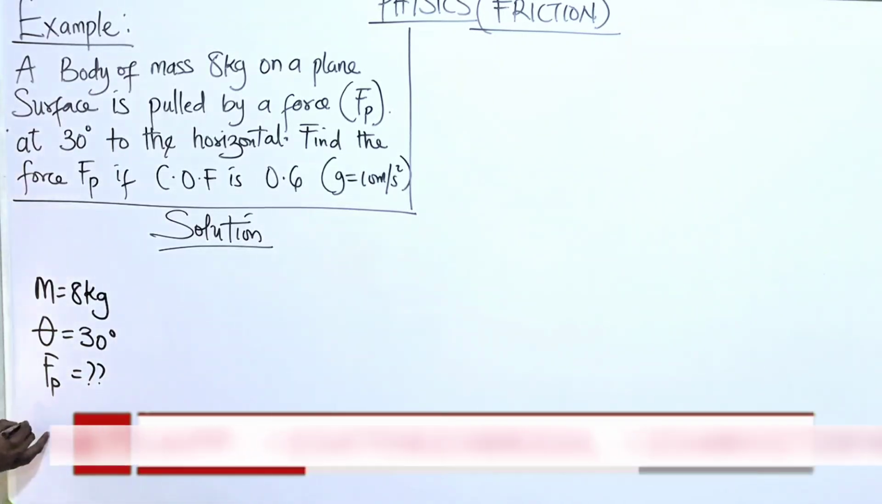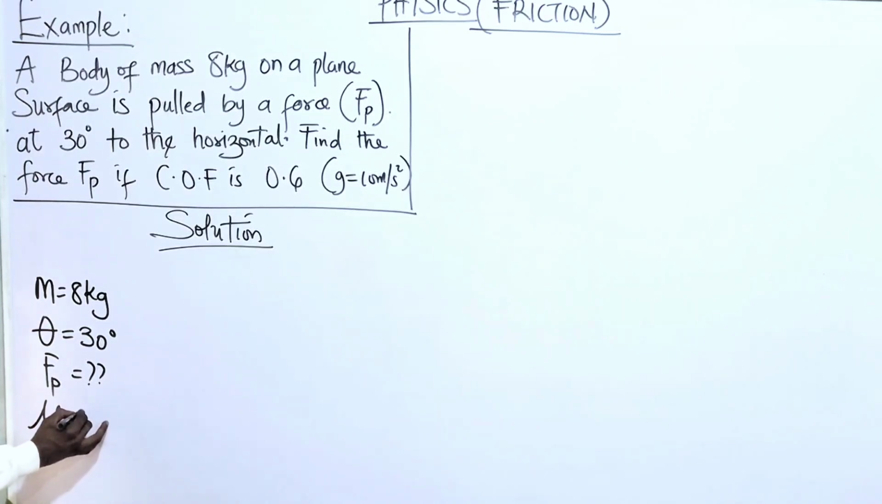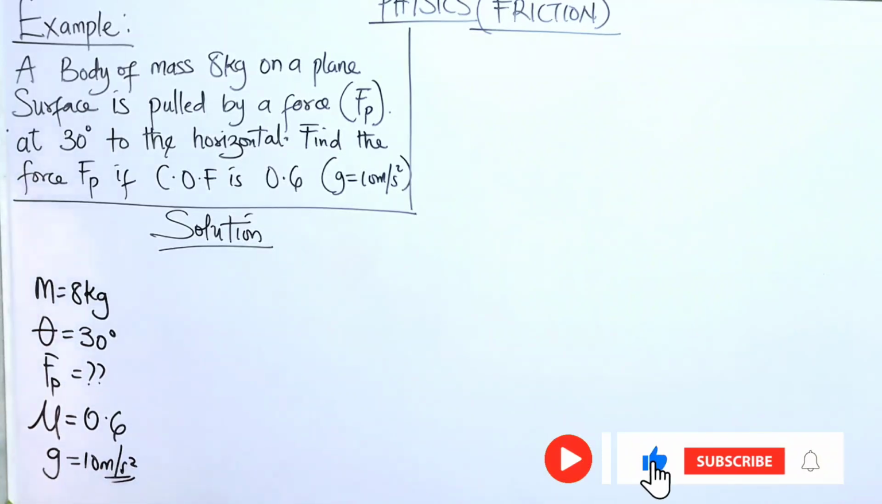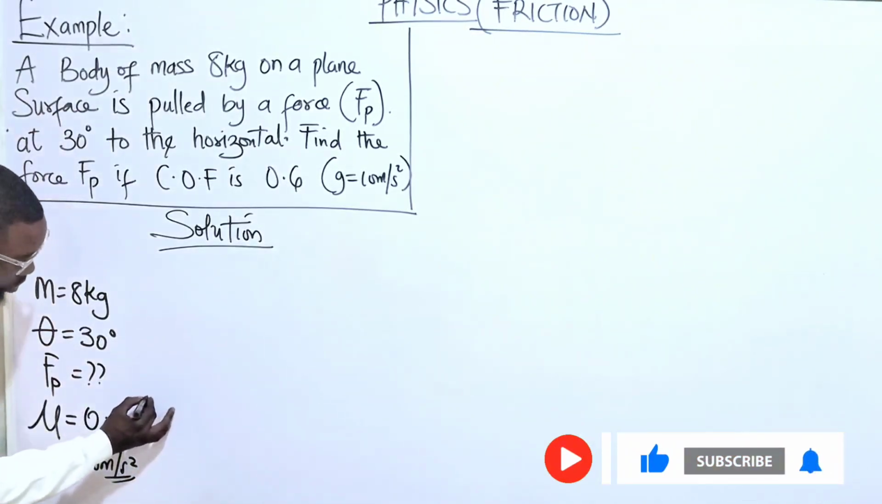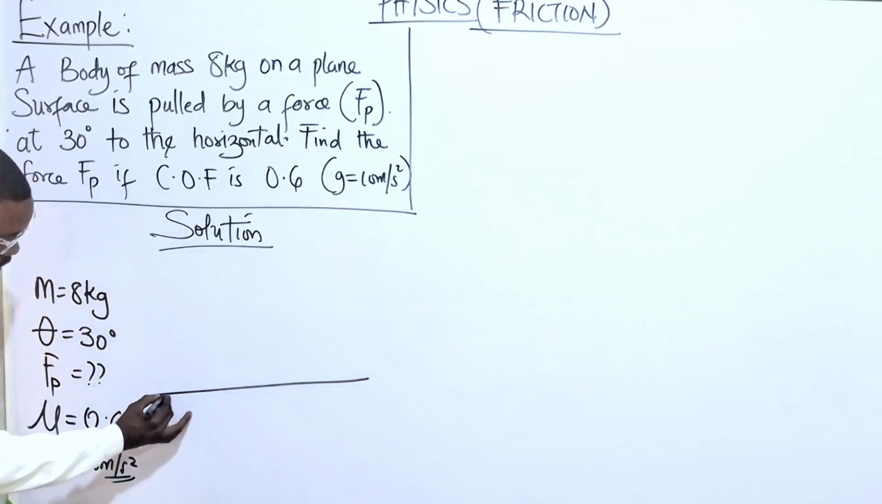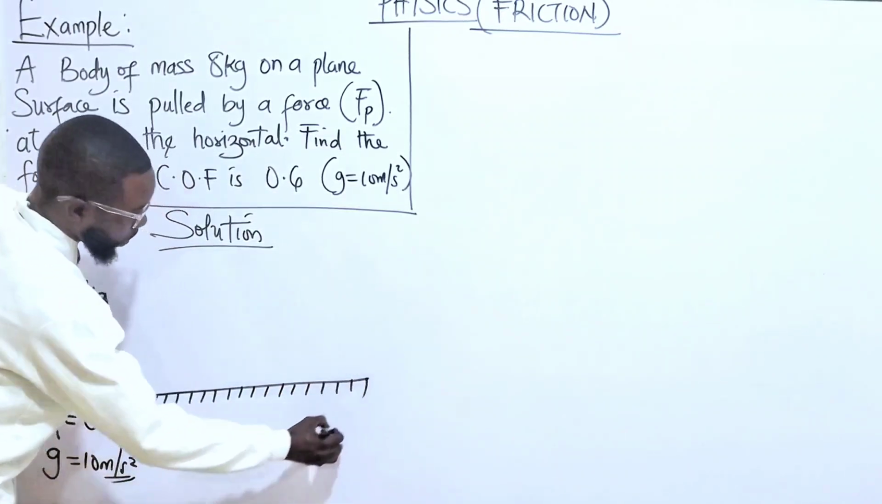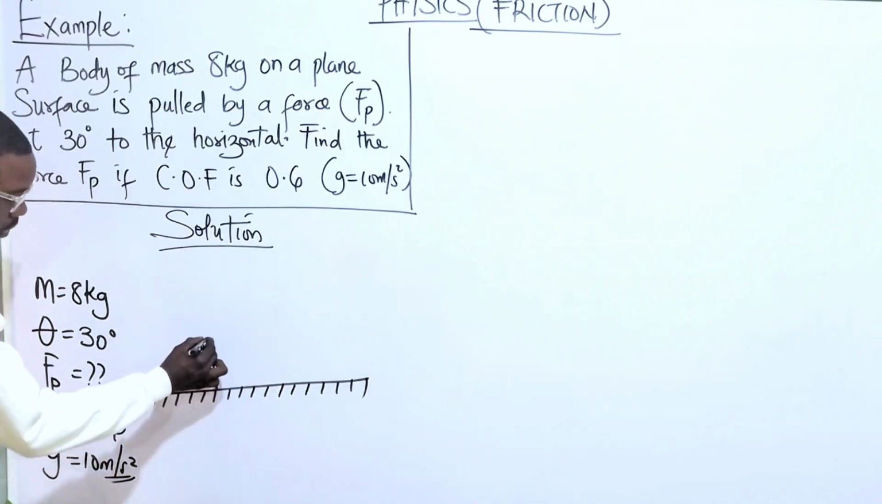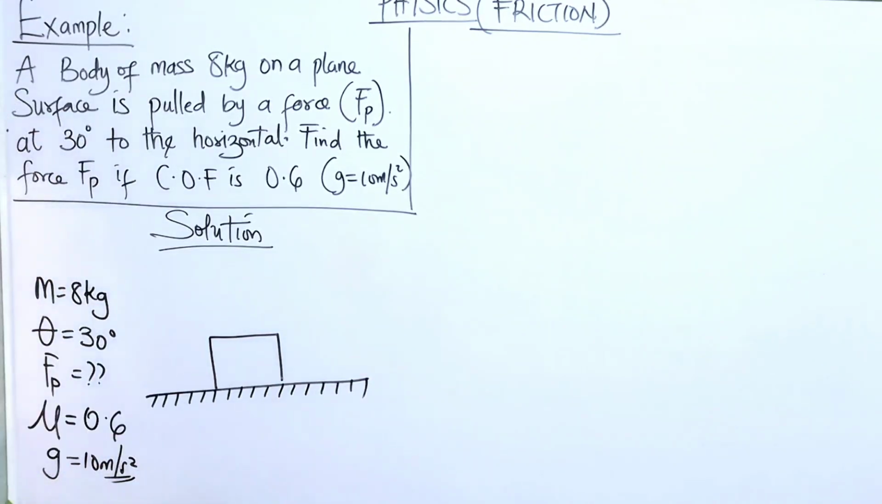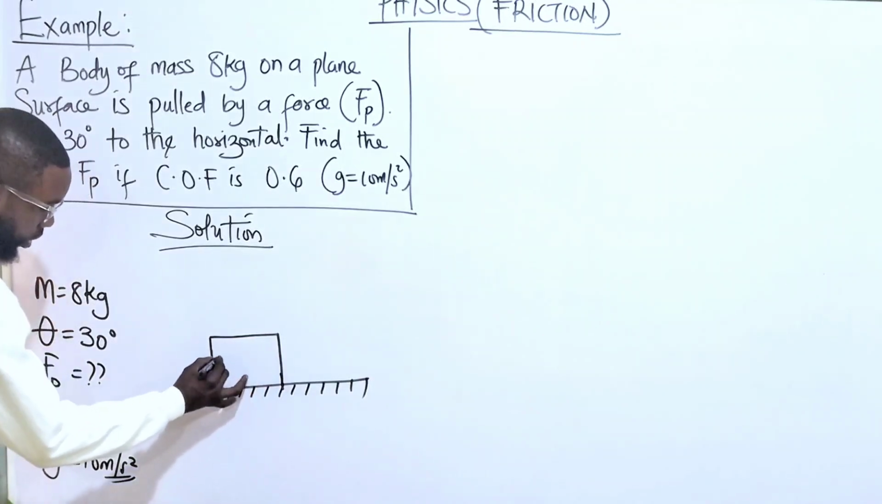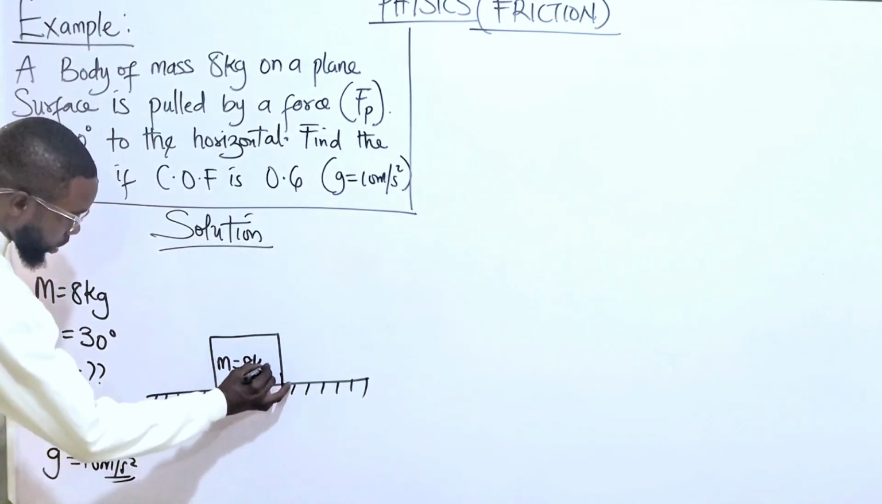Okay, if the coefficient of static friction is 0.6 and g is given as 10 meters per second squared, right? So let's look at the diagram of this, how it looks. This is our smooth horizontal surface. And this is our body here. It said a body of mass 8 kilograms.